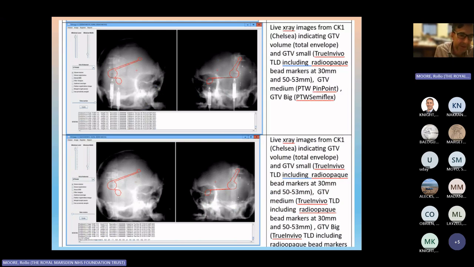Now, this is quite an interesting pair of images. These are now live X-ray images, and you can see the contrast for the radio opaque markers in the True In Vivo detector in this shot here, and also some of the ion chambers that we used for the point doses, which I mentioned, getting better than 5%.